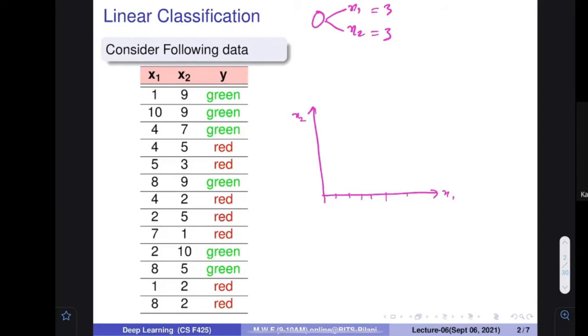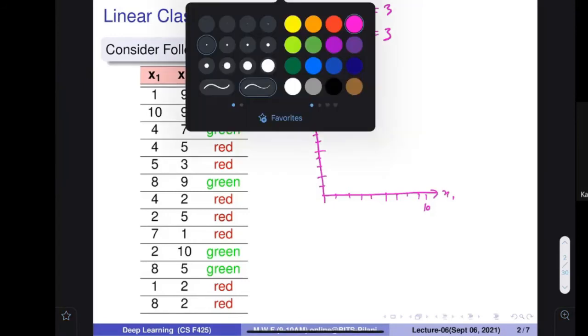Again, I can divide the axis the same way. So this is the value 10. On the y-axis also the maximum value is 10, so I can divide it the same way and draw these 10 places: 1, 2, 3, 4, 5, 6, 7, 8, 9, and 10. Now, let us plot the data points.